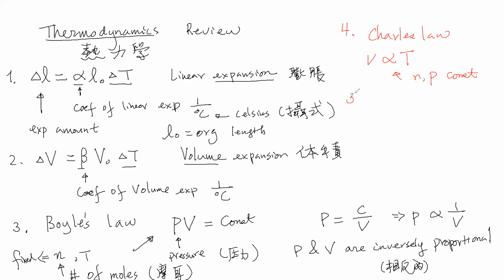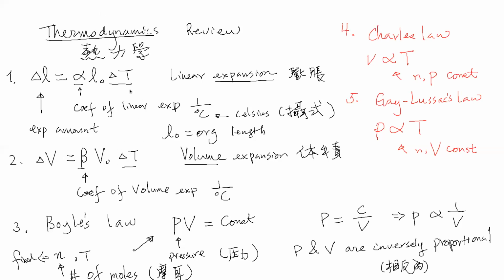And number 5 is Gay-Lussac's law. This is a little less familiar. This one is between pressure and temperature. If you keep N, the number of mole, and V constant, then that means pressure and absolute temperature are proportional.